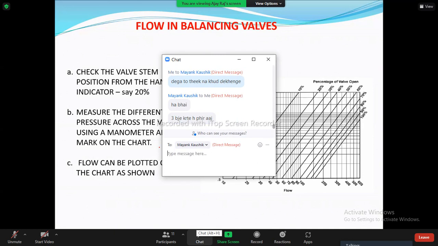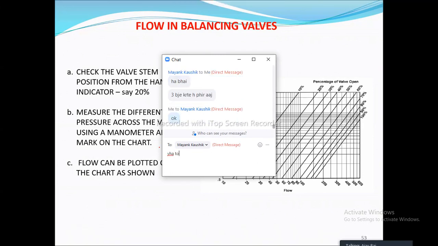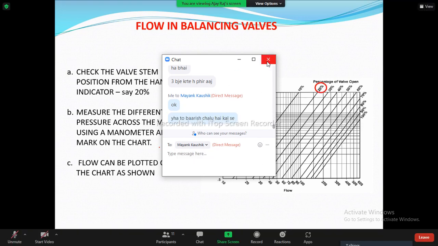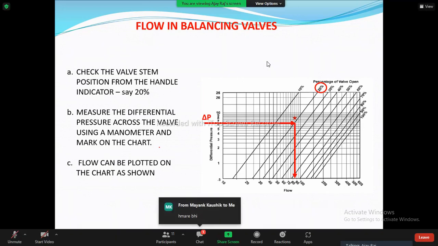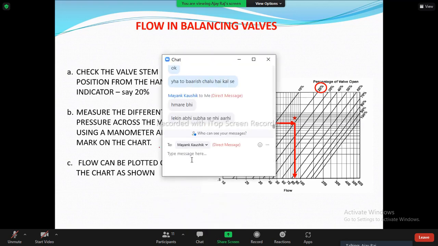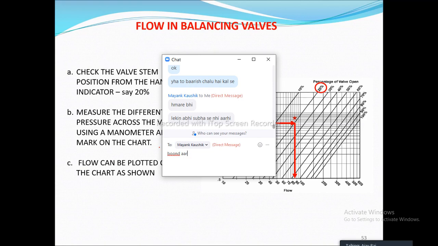So you connect your water manometer, measure the differential pressure across the valve using the manometer, and mark it on the chart. Flow can be plotted on the chart as shown. So let's say it was 20% open. Pressure difference was somewhere around 6. And your flow will be somewhere around 85. I hope it is clear. Just by measuring delta P and reading the number of turns or percent open, you can find out the flow. I hope it is clear.